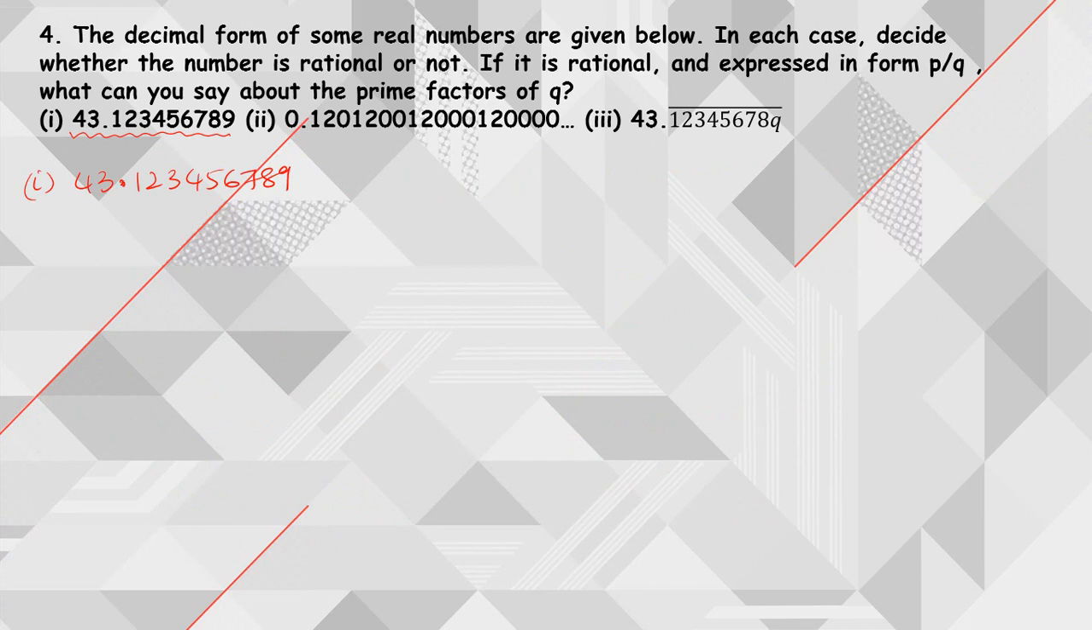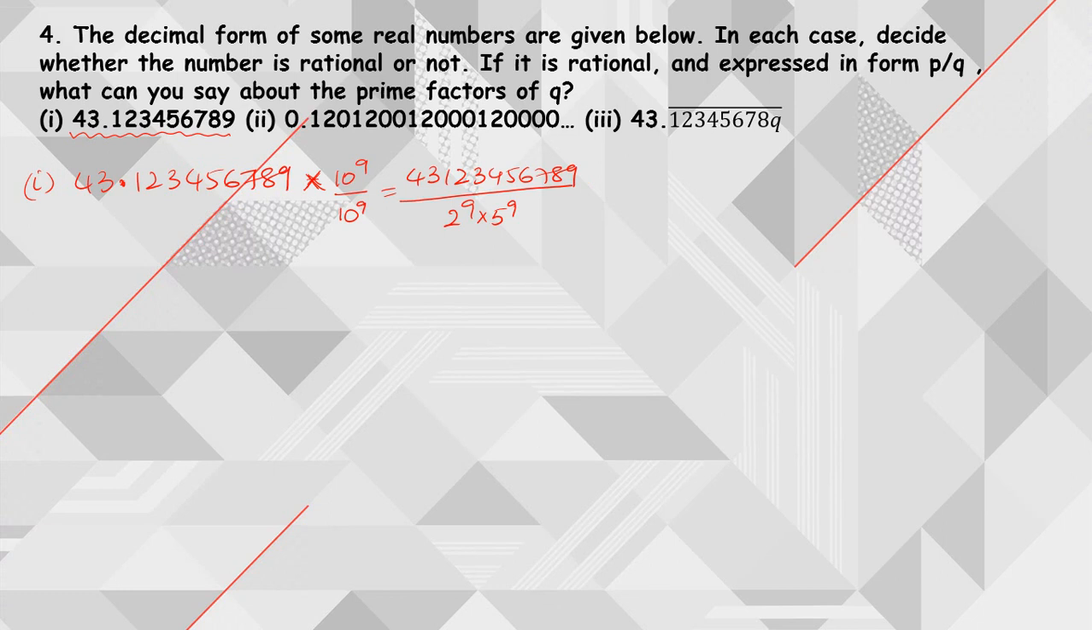Since it is a terminating decimal, we can write it in p by q form by simply multiplying and dividing by 10 power 9. Why? Because it is terminating, and after the decimal point we have 9 decimal places. Hence we can write it as 43123456789 divided by 10 power 9. Now this 10 power 9 I can write as 2 power 9 into 5 power 9.